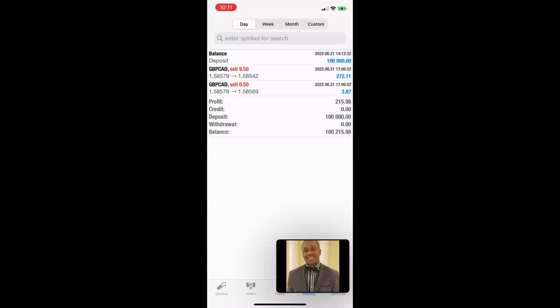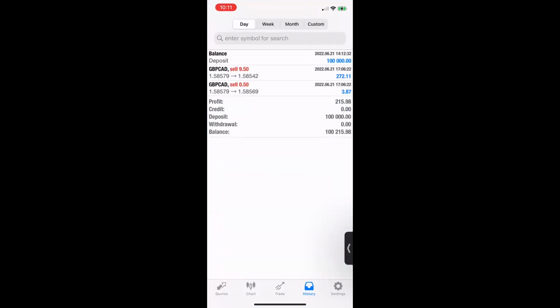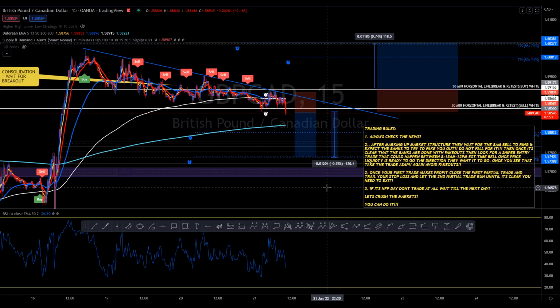As you can see, I profited $215 off of this. Boom. Yeah, 215. So that's not bad. You can do the math. $215 times 5 days, times 4 weeks, is $4,300 a month. Not bad. Solid, bro. Solid. The price is dropping even more, but I'm not going to jump in because I done made my money.